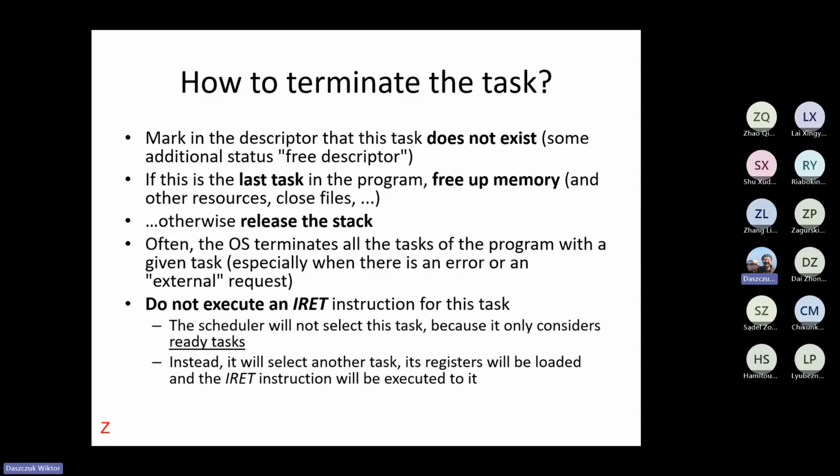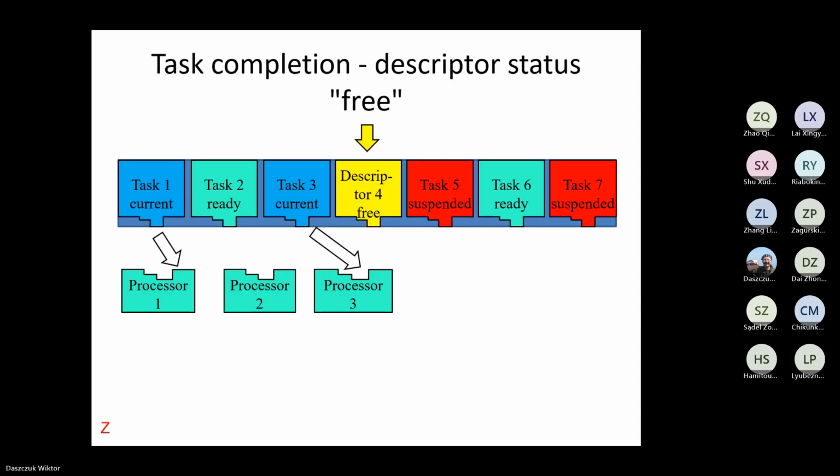What else? We free up the memory, yes. We close the files open by this program. So we just clear the situation. And finally, we just deallocate the record in task descriptor table. And we will not return to this program in the future. It is just closed. And the descriptor of these tasks becomes free.